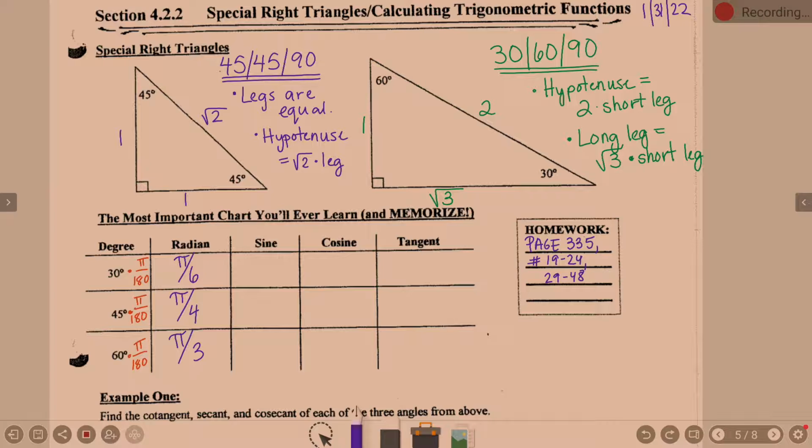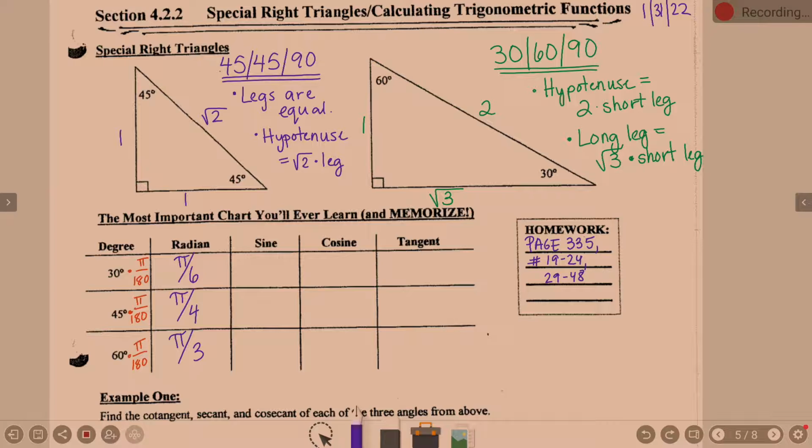We have a sine column, a cosine column, and a tangent column. So in this first box here, I want to know the sine of 30 degrees. Any thoughts on how I'm going to find the sine of 30 degrees? We're going to use our special right triangles.